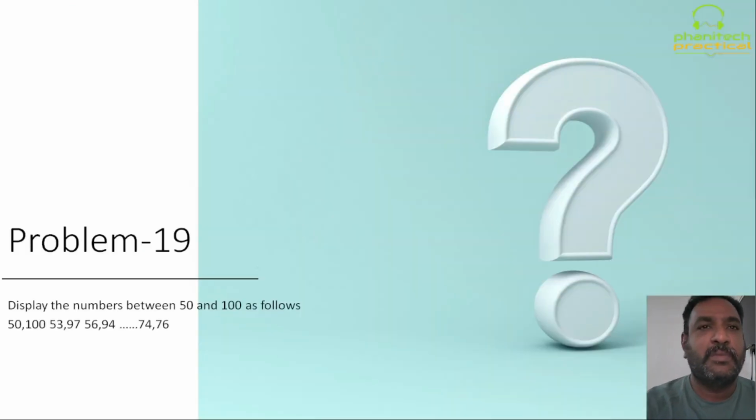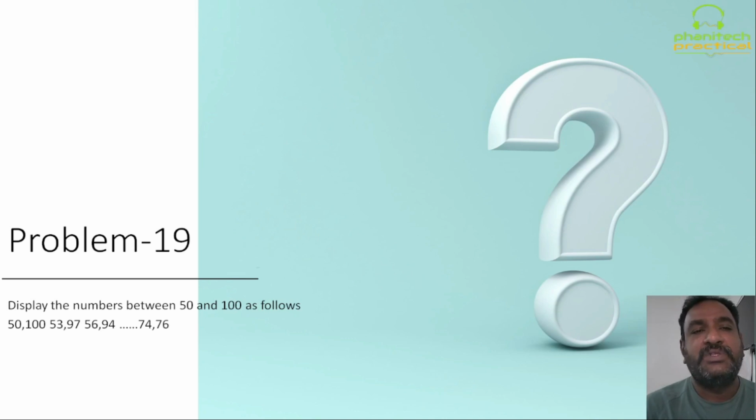Next problem, that is problem number 19. Display the numbers between 50 and 100 as follows. So what is the output? 50, 100. Next, how much is incremented? 3 is incremented. The n value becomes 53 and the next value is decremented from 100, that is 100 minus 3, 97. Next, n is incremented, 53 plus 3, that is 56, and 97 becomes 94. That means the first value is incremented and the second value is decremented by 3. So constant increment, constant decrement.